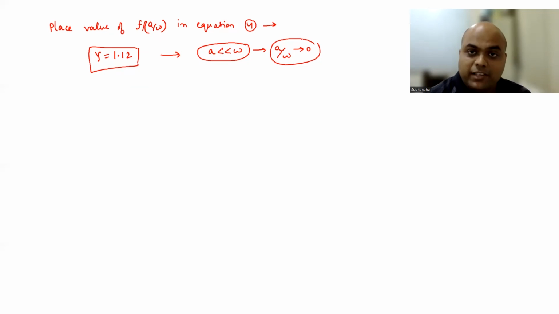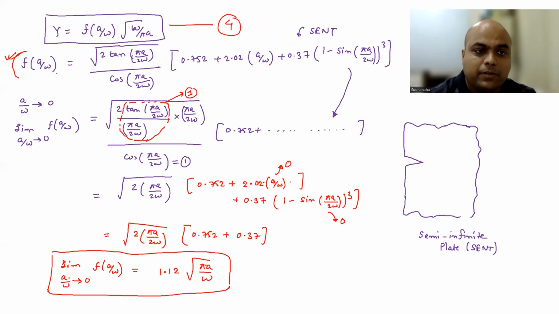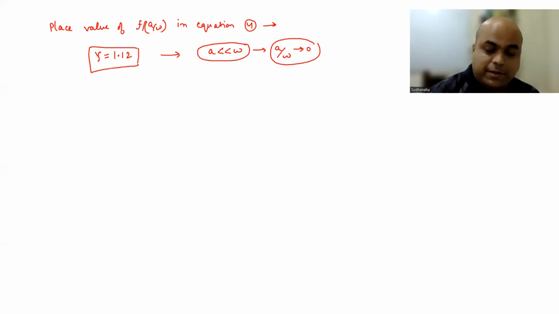Okay. And if it is not semi-infinite, if it is finite plate SENT, then you have to place all the values of A by W and calculate what is f A by W to figure out what is going to be the value of structure factor Y. Okay. So remember again, Y equal to 1.12 for semi-infinite plate, and for infinite plate, Y is always equal to 1. Okay. So let's see Y equal to 1. Let's prove that also very quickly for CCT.